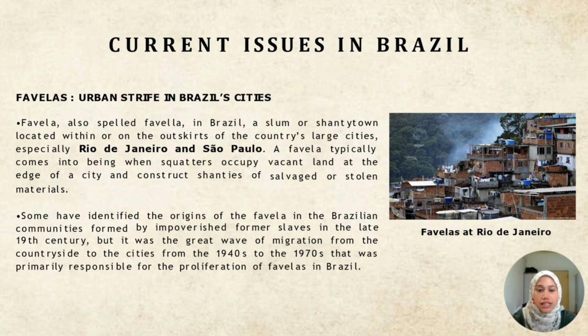Some have identified the origin of the favela in the Brazilian community formed by impoverished former slaves in the late 19th century, but it was the great wave of migration from the countryside to the city from the 1940s to the 1970s that was primarily responsible for the proliferation of favelas in Brazil.